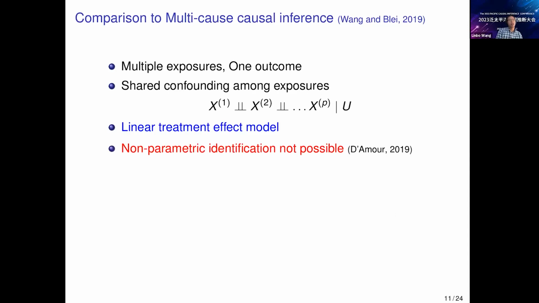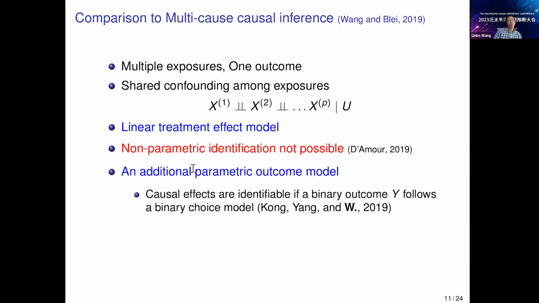But unfortunately, it has been pointed out that even under this additional linear model on the treatments, it's not possible to have non-parametric identification under this multi-cause causal inference framework. Previously, we have shown that if you are willing to make some additional parametric outcome model assumption, then yes, indeed, you can identify the causal effects. But we know that it's often quite dangerous to place all your bets on these parametric assumptions, especially if you are using them for identification.